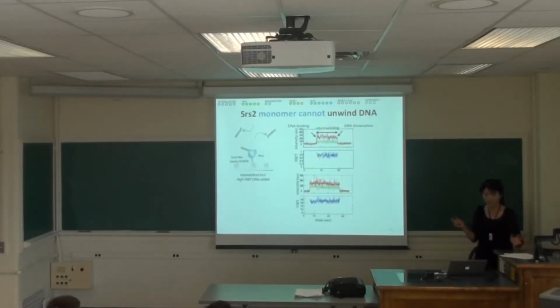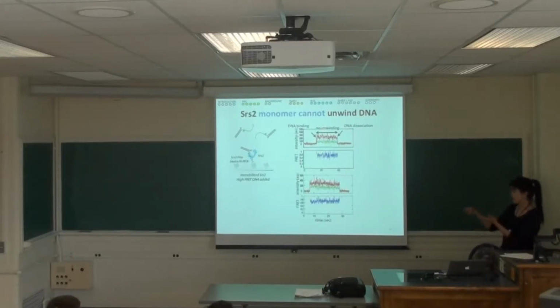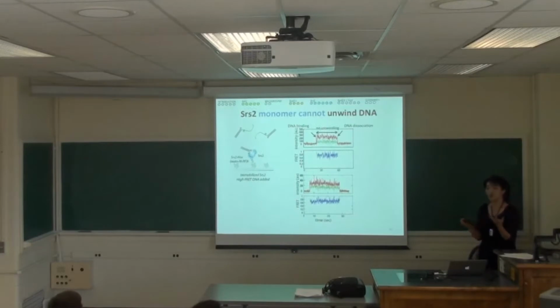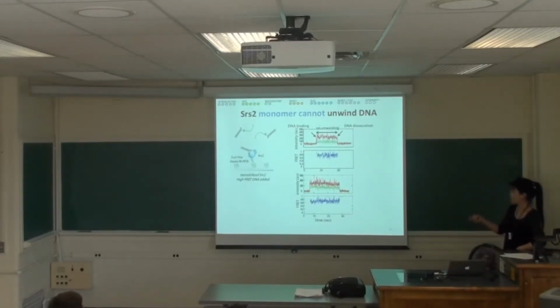And then the last bit of data is we use the same tethered protein assay, and we show that unwinding cannot be occurring as a unit of monomer. A monomer cannot unwind duplex DNA. So what we are seeing here is that DNA binds in high FRET, remains in high FRET, and then it dissociates.